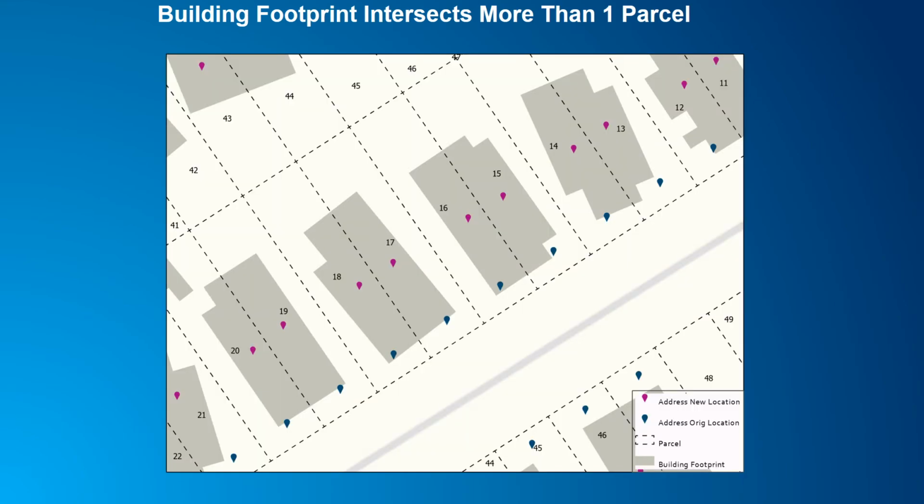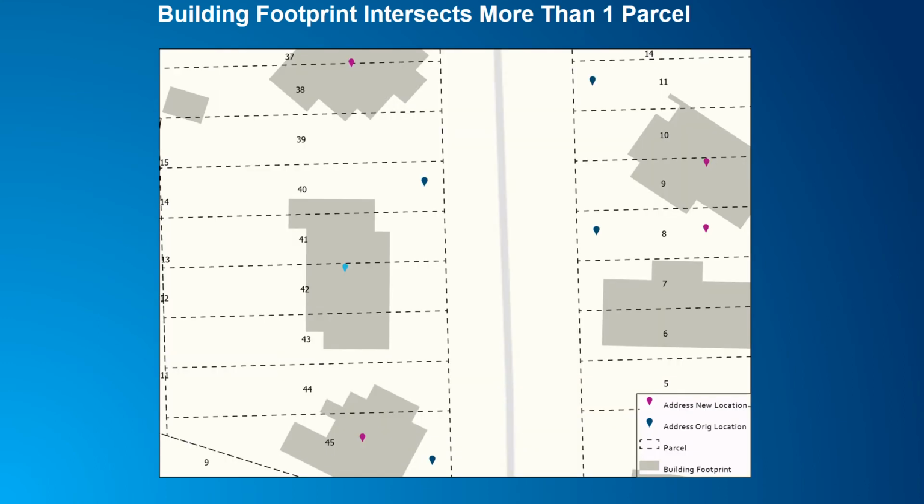Building footprints were not always completely within the parcel. It intersected with other parcels. In that case, we dealt with intersected geometry, as Steph was explaining. So you can see the address was moved on top of the appropriate intersected geometry.